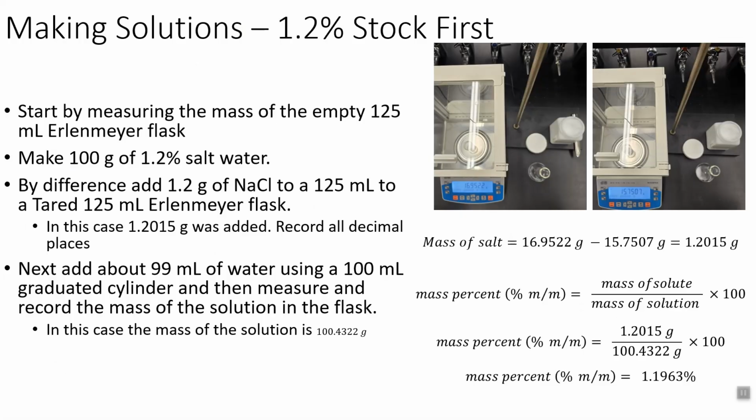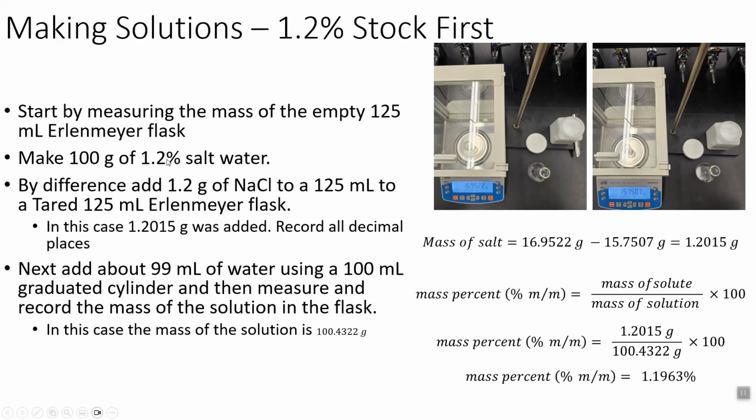So the first thing we're going to do is make the solution and calculate the exact mass percent of the solution. To do that, we're going to need both the mass of the solution and the mass of the solute, as it says down here. So in order to do that, we have to find the mass of the solution. We're going to start by taking a 125 milliliter Erlenmeyer flask, that's this one in the picture, and we're going to measure its mass, because we're going to need to know the mass of the empty flask so we can subtract that out once we have it filled with solution, so that we can figure out the mass of the solution.